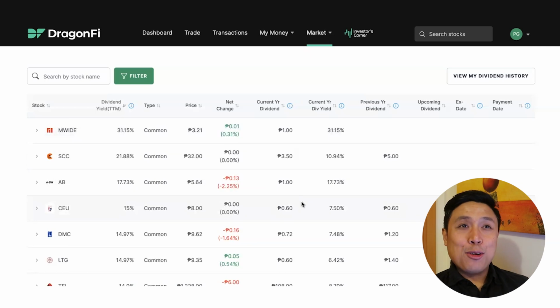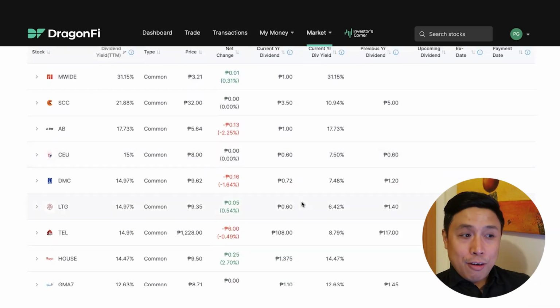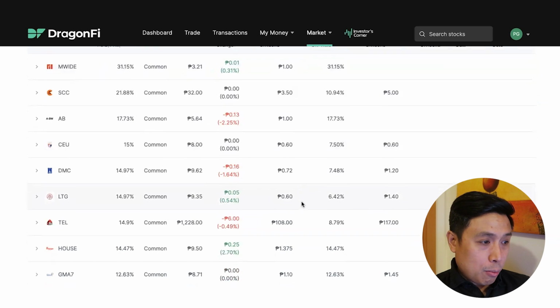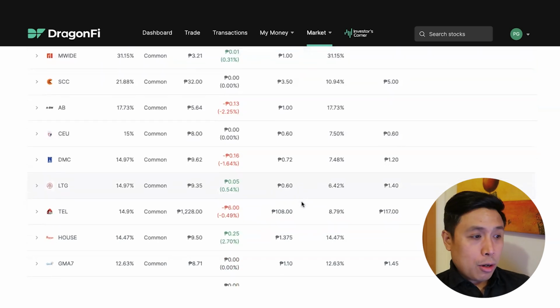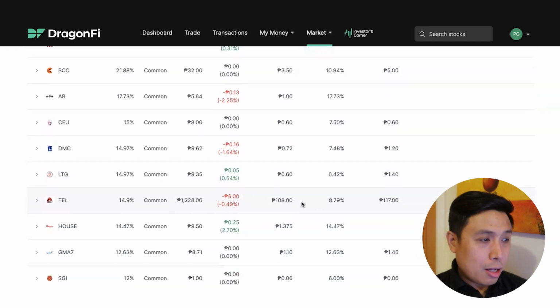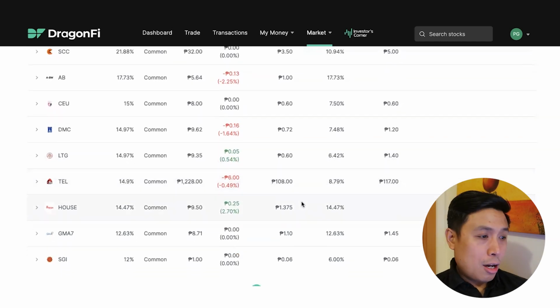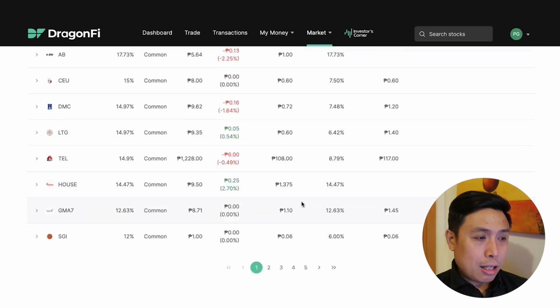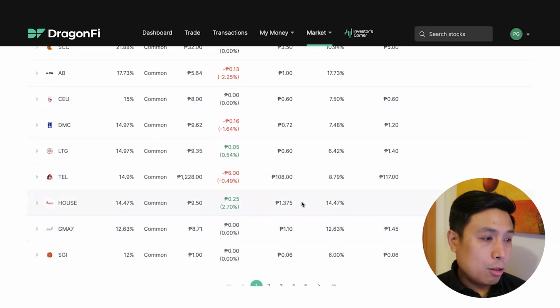Next, you have the ones that we normally talk about in the channel. You have SCC giving out 21.88%, AB at 17.73%. You have CEU, the school, at 15%. Then you have DMCI at 14.97%, LTG at 14.97%, PLDT at 14.9%, House at 14.47%, GMA7 at 12.63%, SGI at 12%.